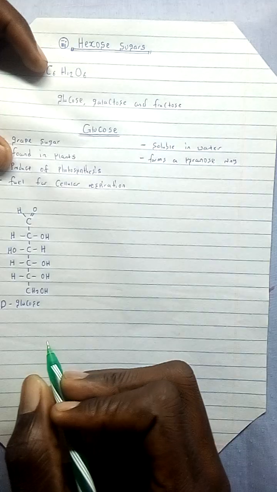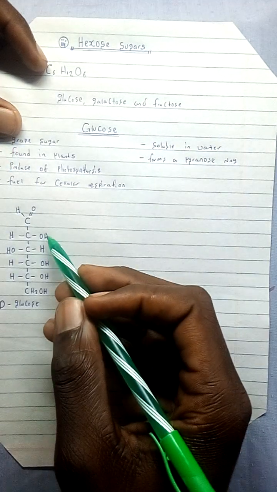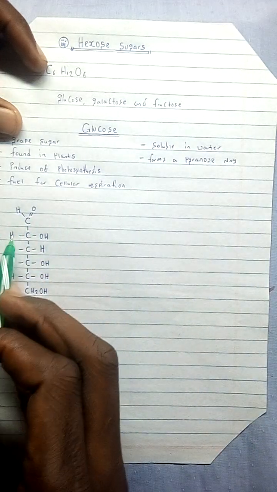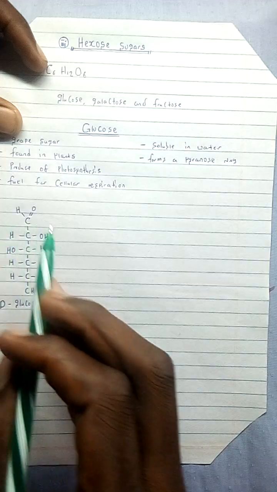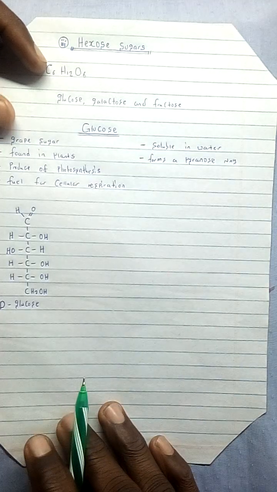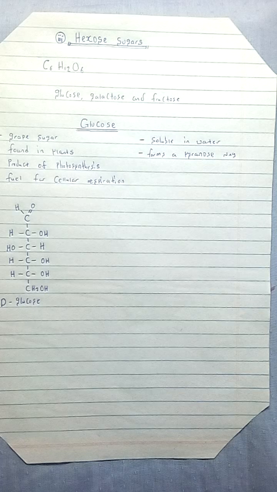How do we come up with L-glucose? Well, it's simply by swapping. You take everything which is here and deflect it to this side, and everything that is here, you deflect to the other side. Then you've come up with L-glucose. So this is D-glucose, guys.